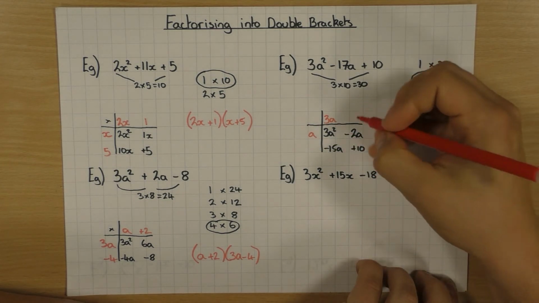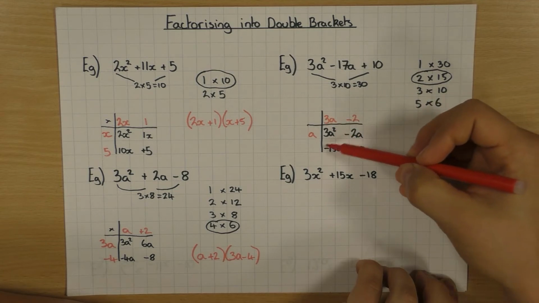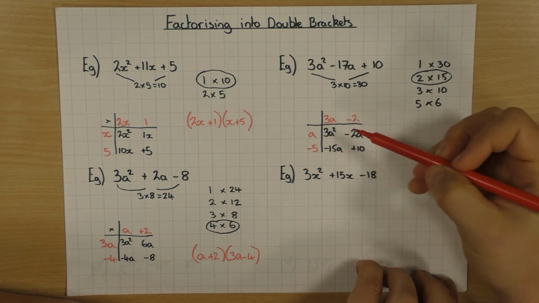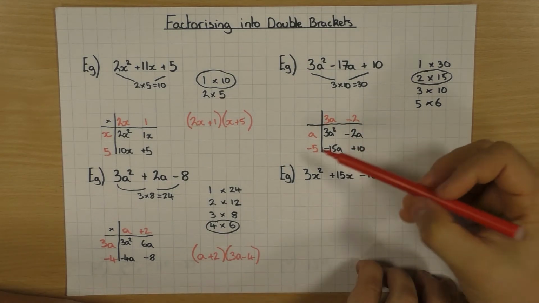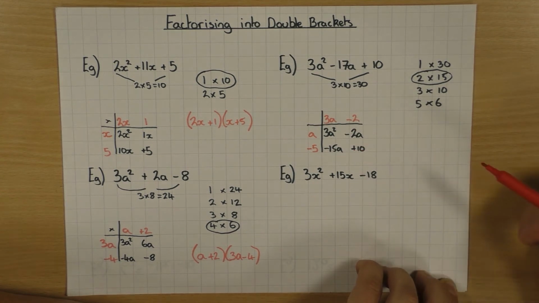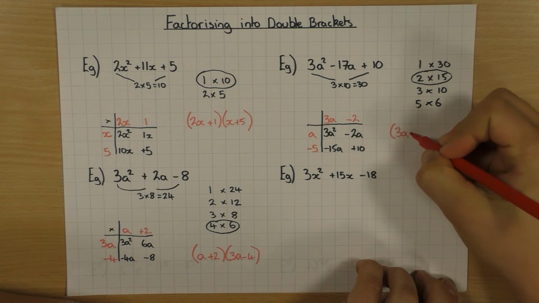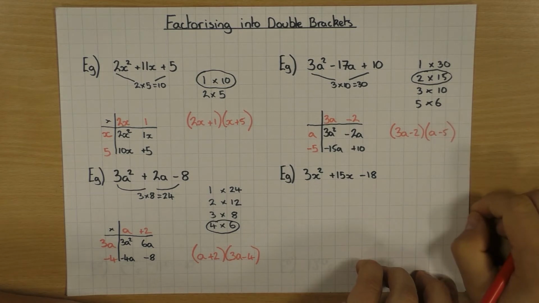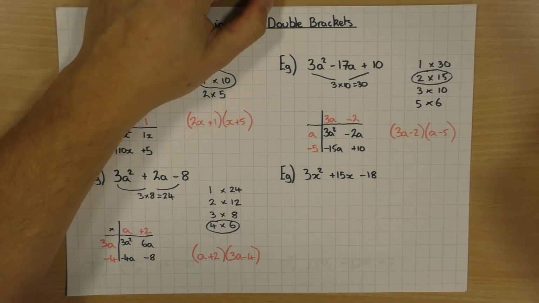What do I times a by to get minus 2a? Well, that's going to be minus 2. What do I times 3a by to get minus 15a? Well, that's going to have to be minus 5. So minus 5 times 3 gets me my minus 15, and obviously I've already got the a there. And then finally, double check, minus 5 times minus 2. Minus times a minus is a positive, plus 10, yep, that works, not a problem. So don't forget to write your answer out, like that.